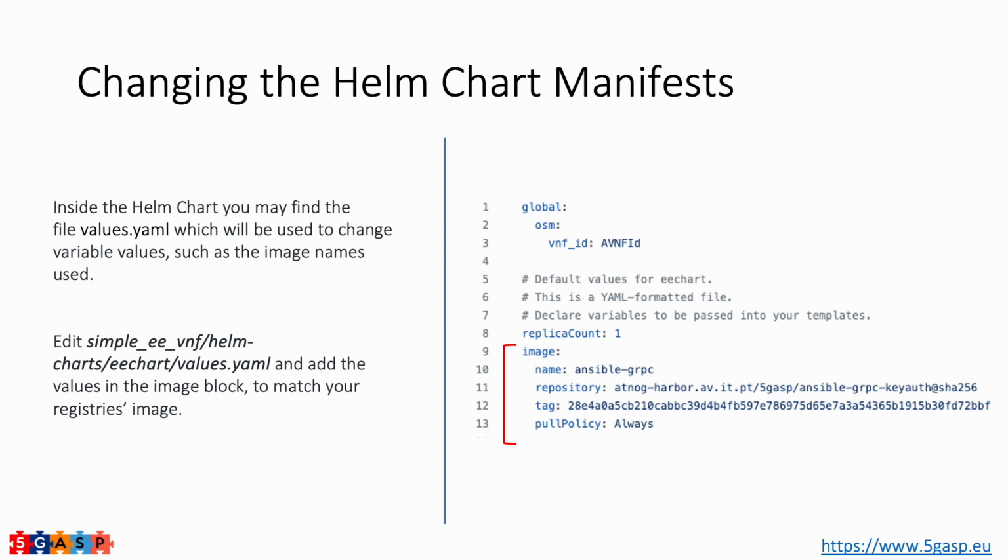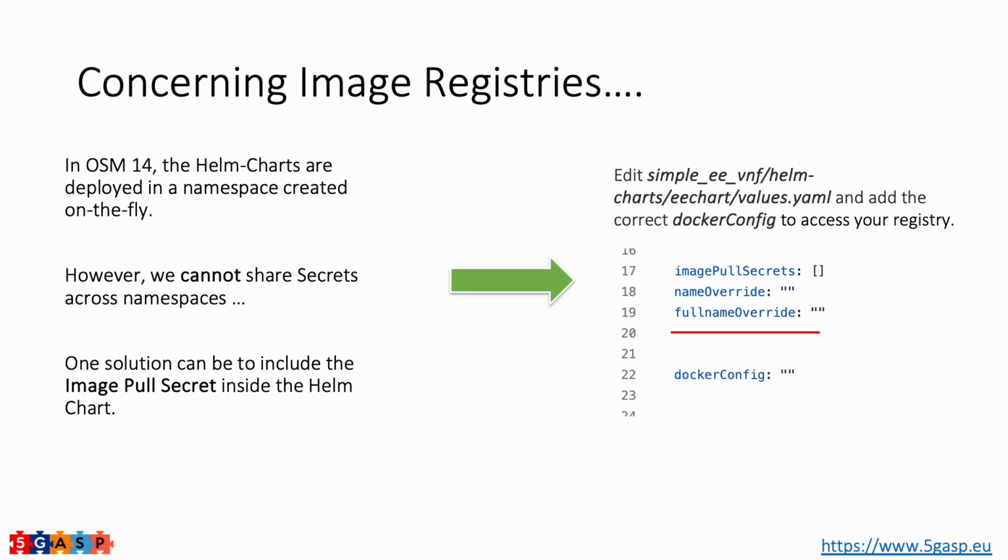Now we need to change the Helm chart manifests. Inside the Helm chart you may find the file values.yaml, which will be used to change variable values, such as the image names used. Edit the values file and add the values in the image block to match your registry's image. Concerning image registries, in OSM 14 the Helm charts are deployed in the namespace created on the fly. However, we cannot share secrets across namespaces. One solution can be to include the image pool secret inside the Helm chart. Edit the values file and add the correct Docker config to access your registry.